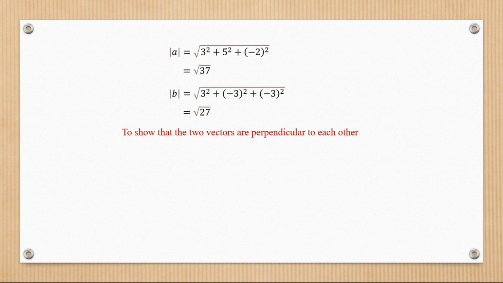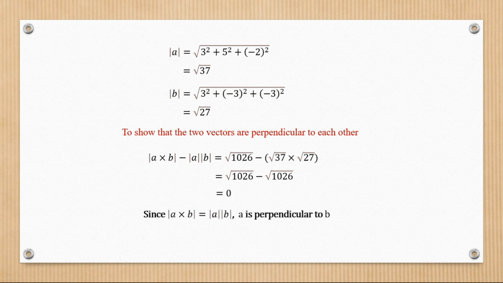Alright, so to show that the two vectors are perpendicular to each other, we're going to get the magnitude of the cross product that we found, and subtract the product of the modulus of A and the modulus of B. And if the answer is 0, then they are perpendicular. So now we have the modulus of the cross product minus modulus of A times modulus of B. So now we shall have root 1026 minus root 37 times root 27. So what shall we have? The answer shall be equal to 0. So since the modulus of the cross product is equal to the product of the modulus of A and the modulus of B, then A is perpendicular to B. And that is the answer they wanted.